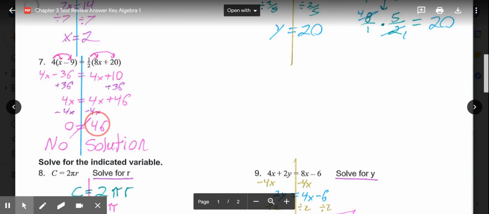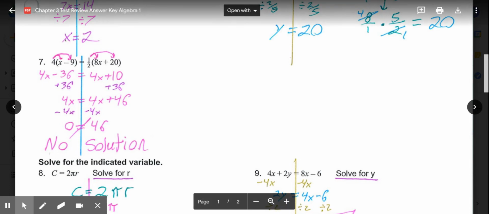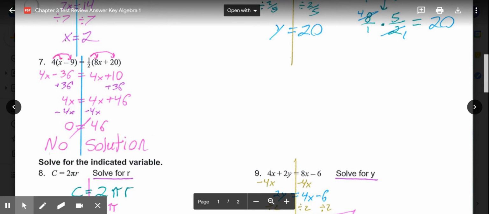Can 0 ever equal 46? No, it cannot. So 0 does not equal 46. If the variable cancels and the equation that you're left with is not true, the answer to your problem is no solution. Now remember, if the variable cancels and we were left with 46 equals 46, then your answer would be all real numbers.